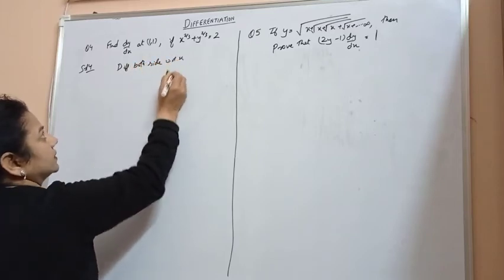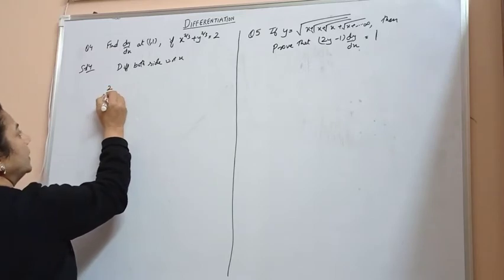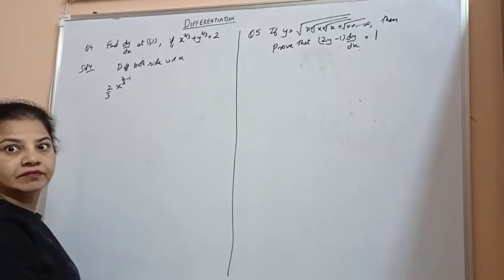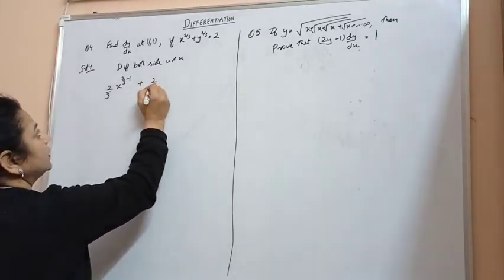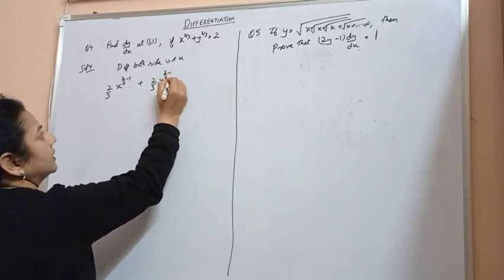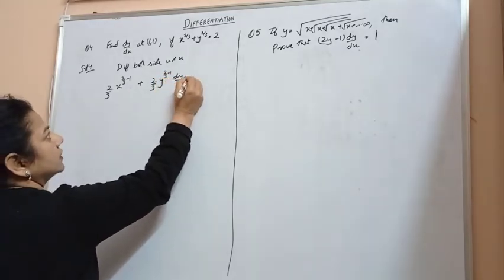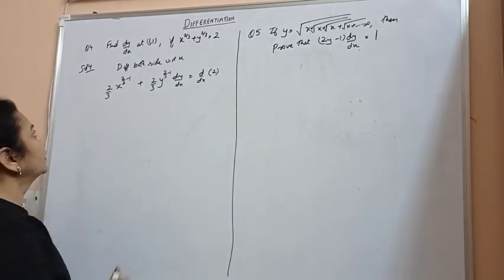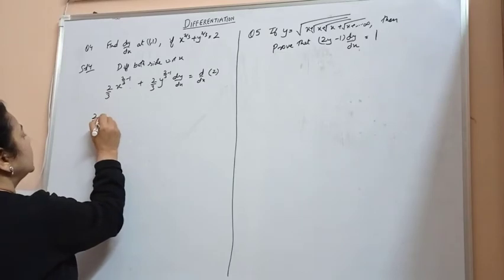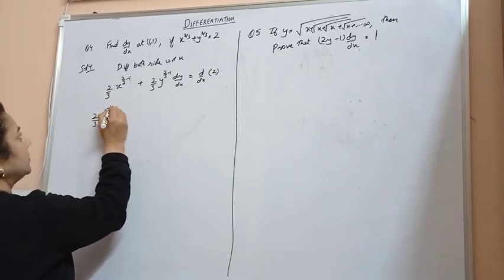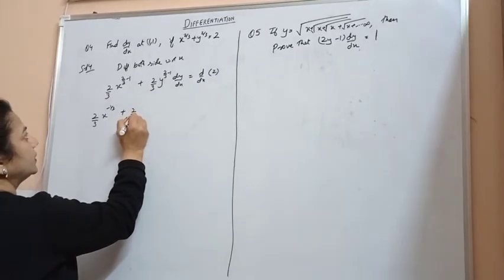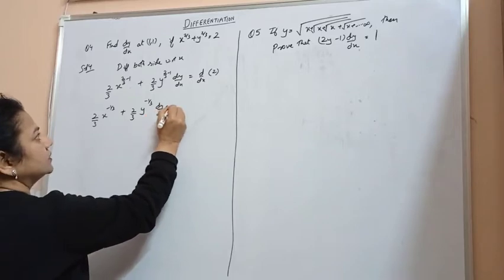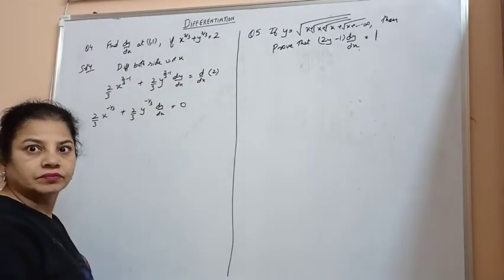Here we get 2 by 3 x to the power 2 by 3 minus 1, applying the power formula, plus 2 by 3 y to the power 2 by 3 minus 1 dy by dx is equal to the derivative of the constant function 2. I get 2 by 3 x to the power minus 1 by 3 plus 2 by 3 y to the power minus 1 by 3 dy by dx is equal to 0, as the derivative of a constant function is 0.